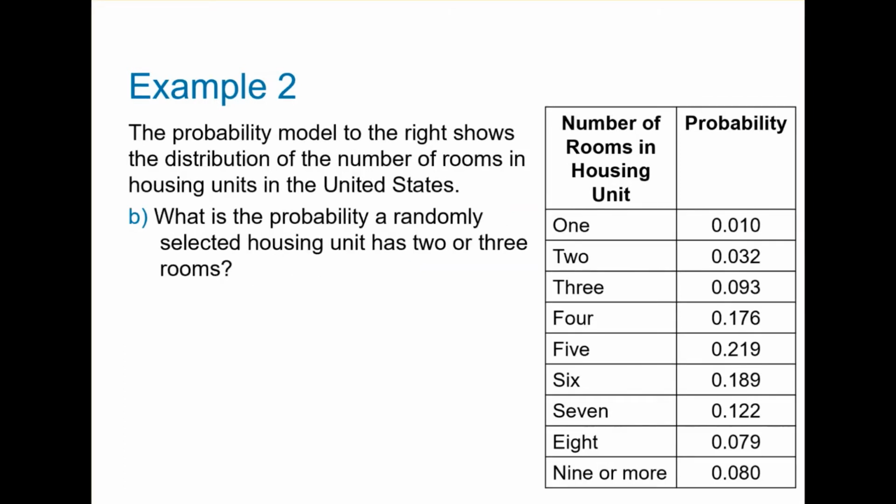Part B, what is the probability a randomly selected housing unit has 2 or 3 rooms? The two events are having 2 rooms and having 3 rooms. First, we need to determine whether the events having 2 or 3 rooms are mutually exclusive. Is it possible for a housing unit to have both 2 and 3 rooms in the house at the same time? That is not possible, so the events are mutually exclusive.